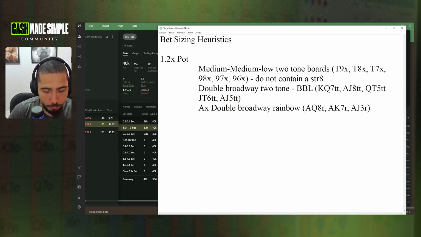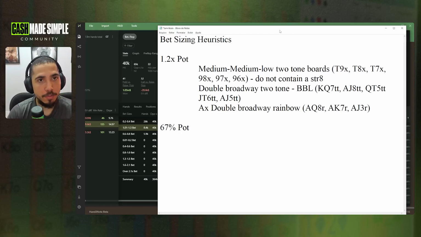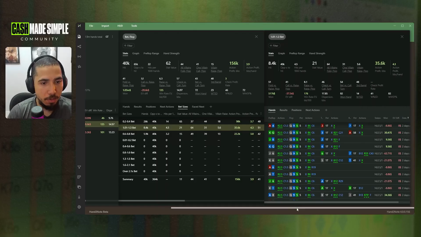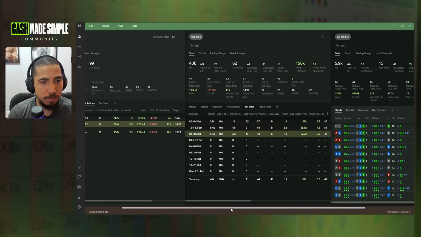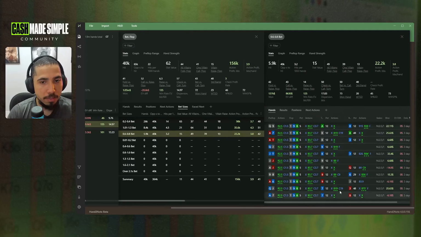Okay, next we have the 2/3 pot board textures. Which ones are those? We're going to see that the pattern is also very clear. These are going to be mostly low boards with the straight possible.